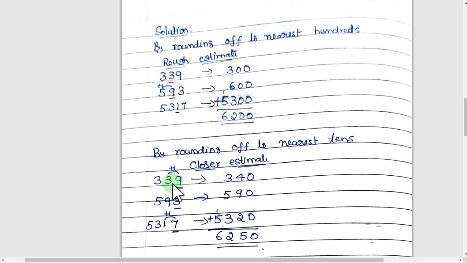Now we have to make this 0. The digits to the right become 0, and to the left, the place we are rounding off, it will remain as it is. By checking more than 5 means adding 1 and making it 0. So 3, 4, 0. 593, again tens place, we have to check, less than 5, so you don't have to add. 590. And here the tens place 7 is more than 5, adding 1, 5320. Then adding these three numbers, this is the estimated sum, the closer estimate.